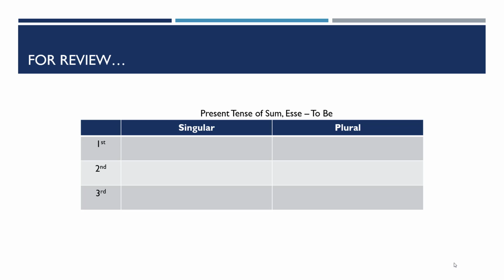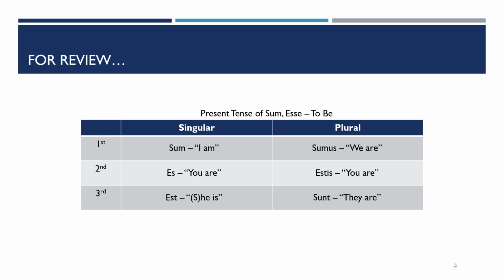So, just to review, here's the present tense of the verb to be. Sum, est, sumus, estis, and sunt. And then you have the English translations in quotation marks. You can see we still have all of the regular endings we would expect: an O or an M, an S, a T, an MUS, a TIS, and an NT. The big thing is that the stem changes, so we don't have a reliable stem.